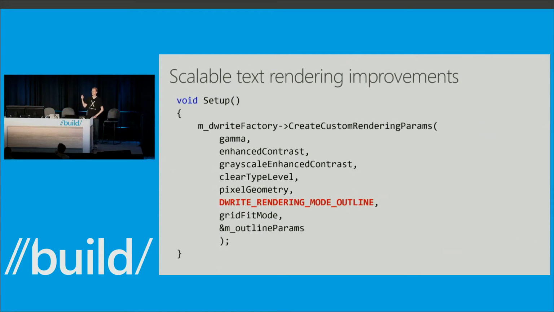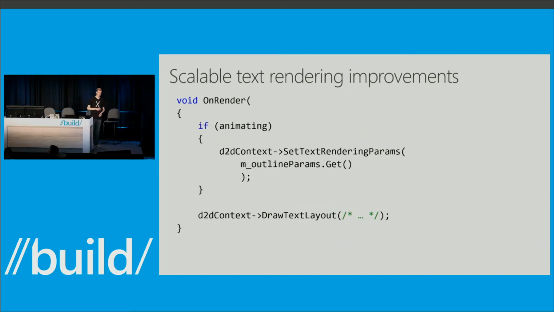What do you need to do in order to take advantage of something like this? Well, as I said before, this is actually an existing technique that we offered in previous versions of the OS. We've just added new optimizations. So you're going to use the same technique. You're going to create a custom rendering params, and you're going to specify a DWrite rendering mode outline. And then when you render it, you're just going to set that text rendering params and then draw your text the way that you normally would. You'll notice, though, that I have this check here, if animating. And that actually brings up an important point.